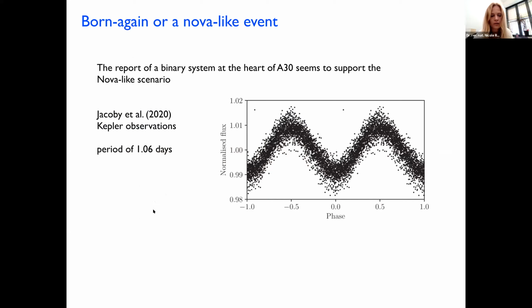I wanted to mention it because it's the most recent paper on Abell 30. But sorry, Nicole, the central star is a Wolf-Rayet type star. So it is not so easy to understand then what a spot means for it. I mean, it has a strong wind.